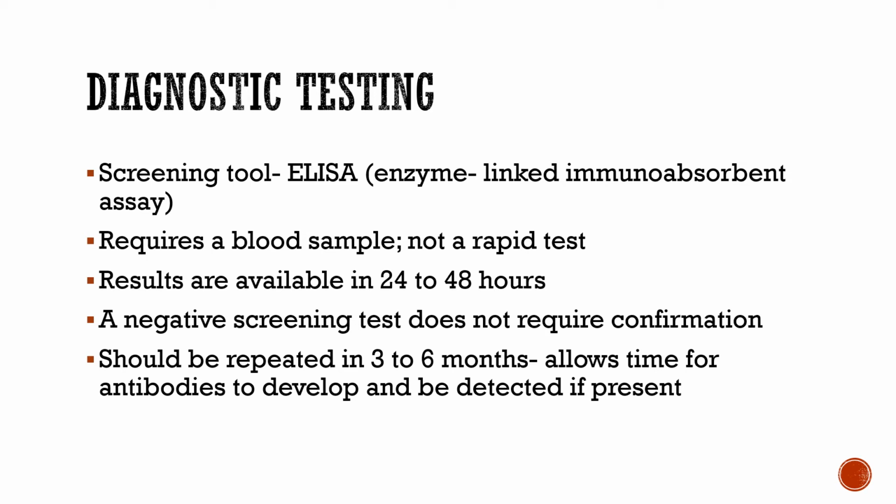And this test, this ELISA screening tool, should be repeated in 3 to 6 months because this will allow time for the antibodies to develop and be detected if present. So, if a client suspects that they have been infected, and they have an ELISA screening test, and it comes back negative, but they suspect, or the healthcare provider suspects, that they have become infected, then they need to come back in 3 to 6 months to be rescreened with the ELISA test to see if they are indeed negative or if they are in fact positive.